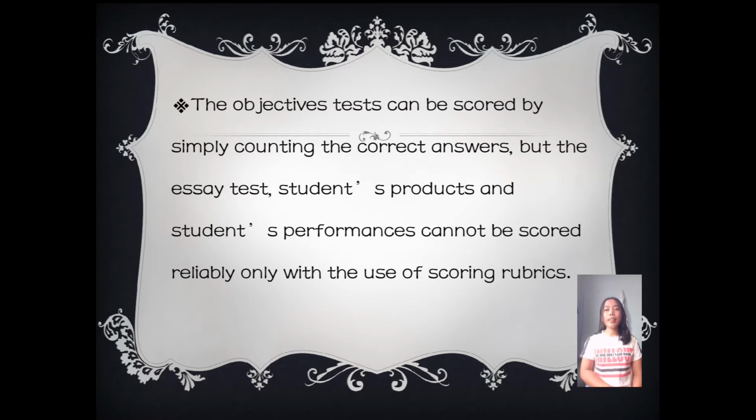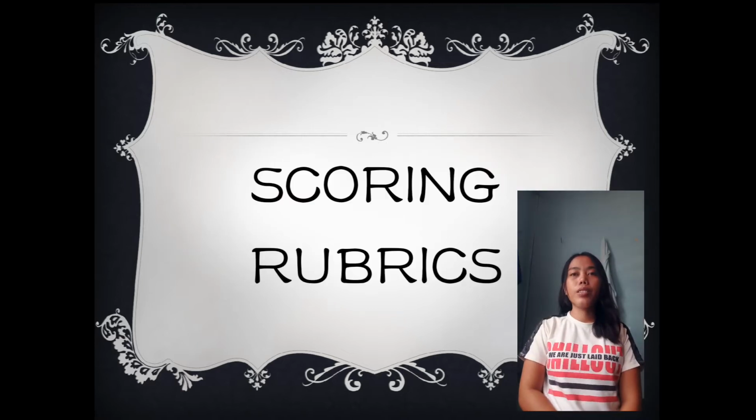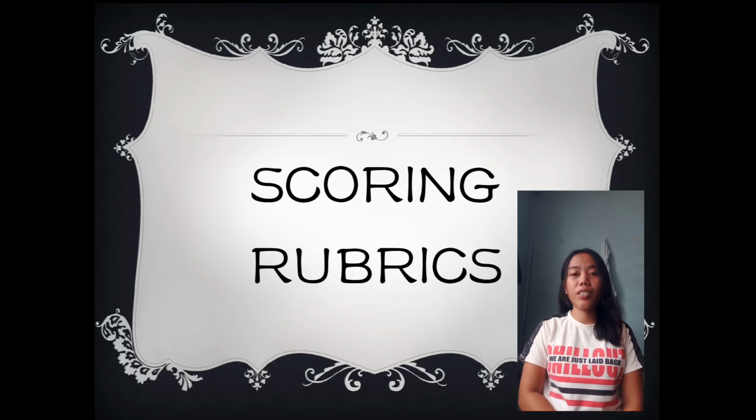The objective test can be scored by simply counting the correct answers, but the essay test, students' products, and students' performances cannot be scored reliably without the use of scoring rubrics. Rubrics can be formative or ongoing, and summative or final assessment tools for evaluating written work, projects, oral presentations, or any other class assignment. There are 4 types of rubrics.